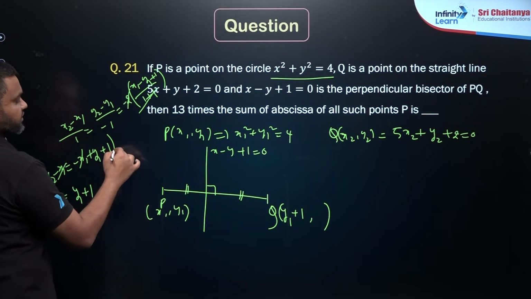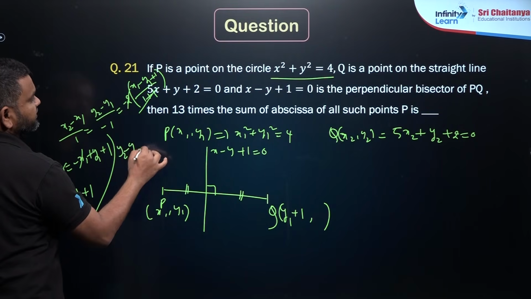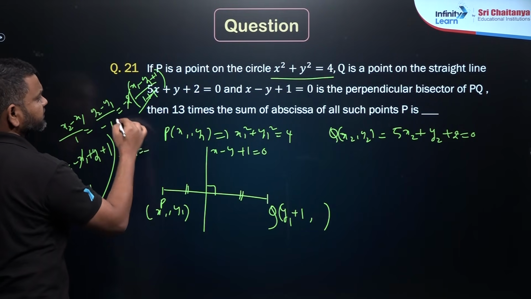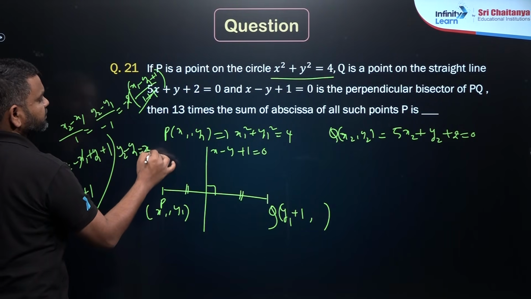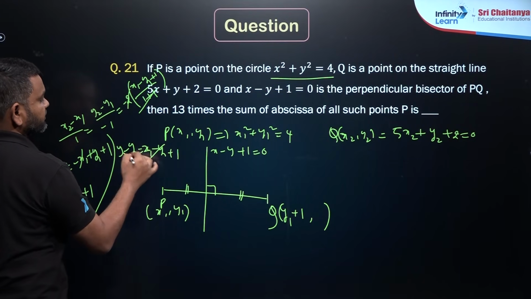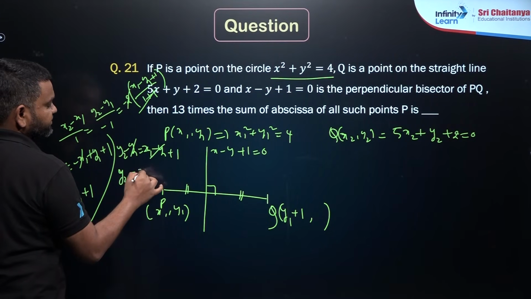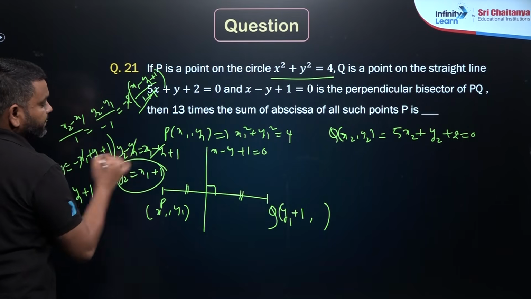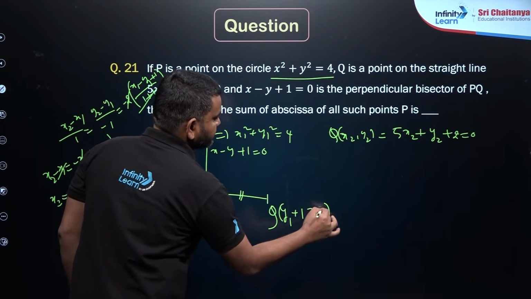Similarly, compare the other one. y2 minus y1 is equals to minus into minus plus. So x1 minus y1 plus 1. These two are getting cancelled. y2 is equals to x1 plus 1. So here the value is x1 plus 1.